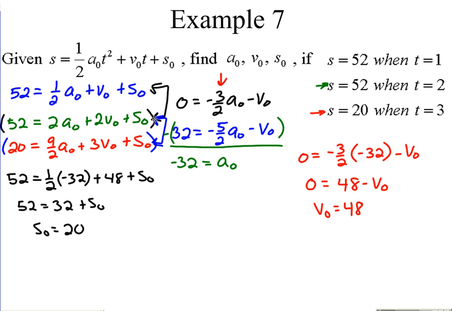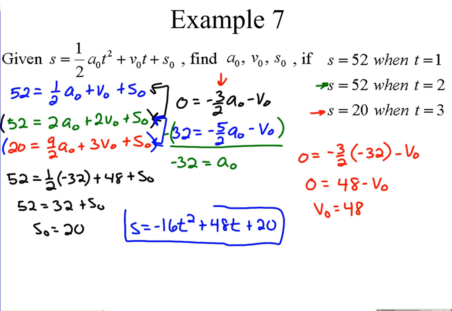And now the final thing that you're going to be asked to do in these problems is rewrite the equation with everything substituted in. So we get s equals 1 half a of 0. Well, a of 0 is negative 32. 1 half times negative 32 is negative 16 t squared plus v of 0, which is 48, times t plus s of 0, which we found to be 20. And there's your final equation relating s, which is the position of the particle, to t, which is the time that has passed.